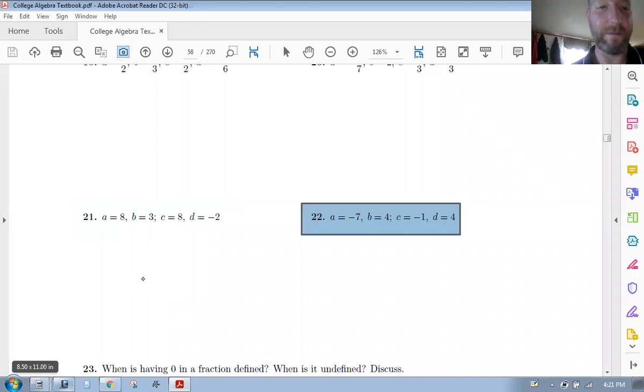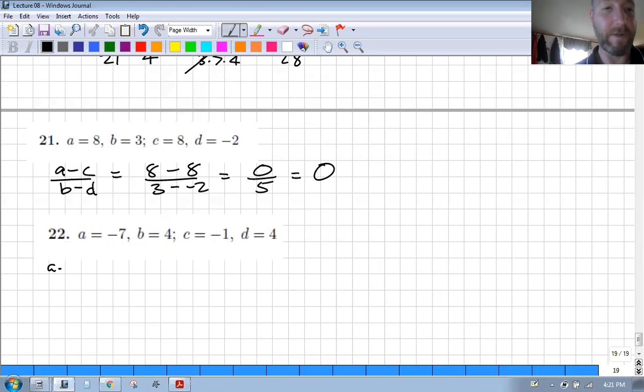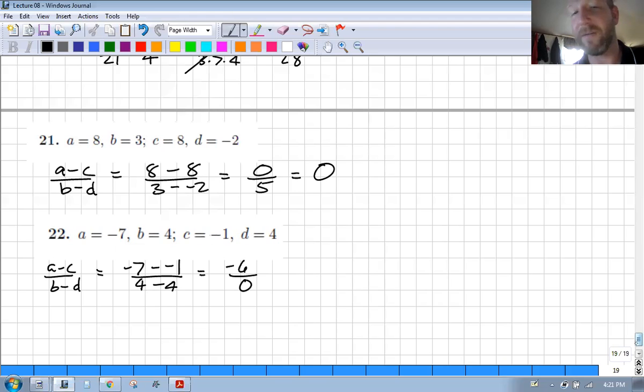22. A minus C over B minus D. Negative 7 minus a negative 1 over 4 minus 4. This gives us negative 6 over 0. What happens when you divide by 0?